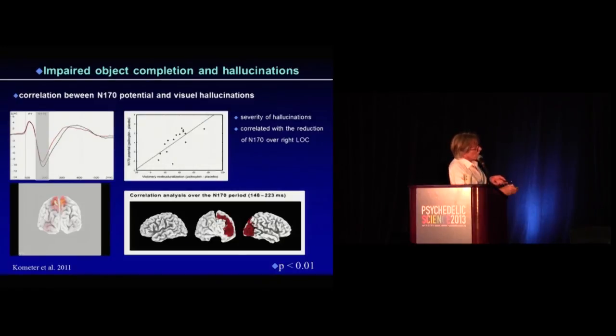And then we found, if we use more techniques where we look at the connectivity between frontal cortex and occipital cortex, that the influence of the top-down control is reduced, and the more the connectivity breaks down, the more the subject started to hallucinate.